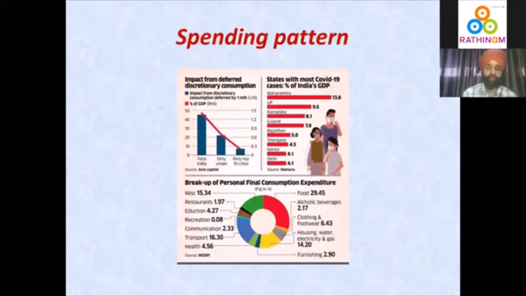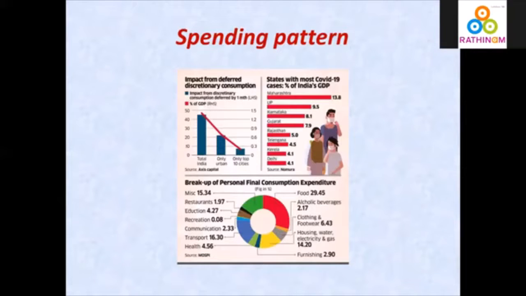Recreation cost has become nearly zero. Education costs are still the same at nearly 5%. Restaurants are still at 2% as compared to your earlier figure of 10%. The 2% is also there because you're operating these restaurants as kitchens and home deliveries are allowed. And very recently, they have been opened up for 33% space also. So it is still at 2% expenditure is coming your way of these restaurants.